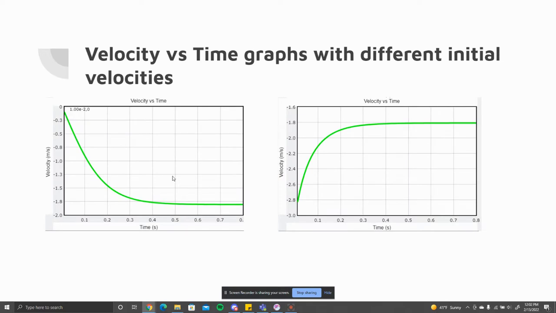These two graphs show it. You have an object from rest here, and an object released with negative 2.8 meters per second. No matter what, they approach the same value. Terminal velocity is just a point where the force of drag meets the force of gravity. So that's kind of just where the terminal velocity is, and no matter what the initial velocity may be, it will approach the same value.